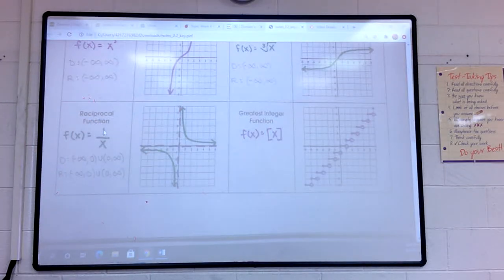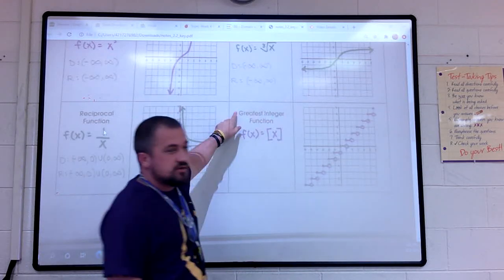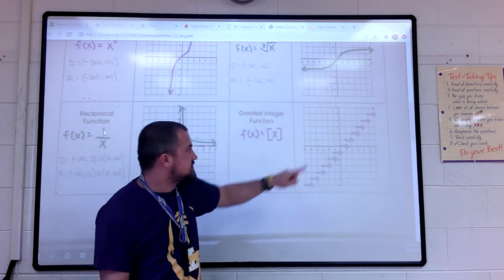That's a reciprocal function. This is called a greatest integer, or what's also called a step function, because it looks like steps.